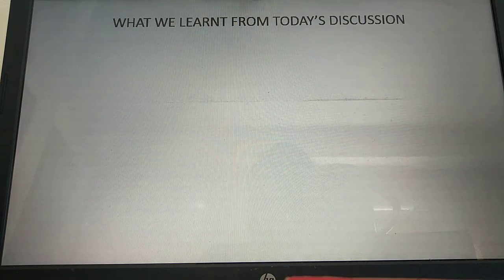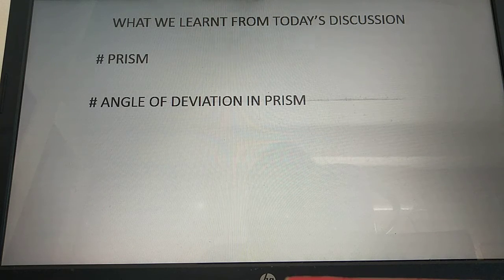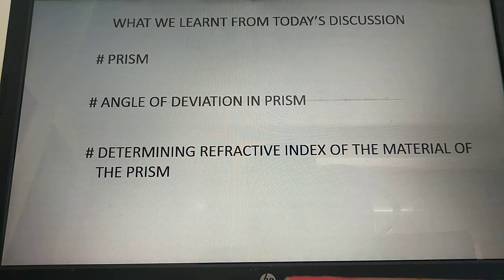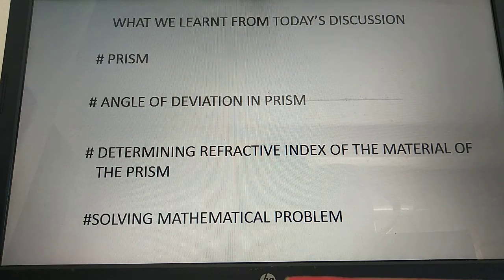So what did we learn from today's discussion? Number 1, what is a prism. Angle of deviation in a prism. Determining the refractive index of the material of the prism, and solving a mathematical problem. So today I am going to finish my class.